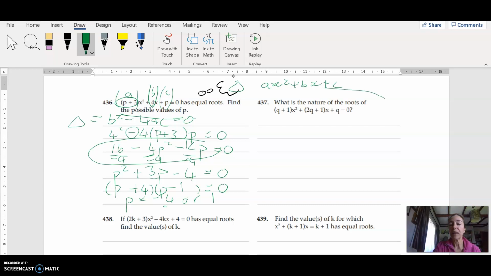Okay, this one here, what is the nature of the roots? Okay, how many minutes? I can't see how many minutes we're on. I'm going to leave it at that.